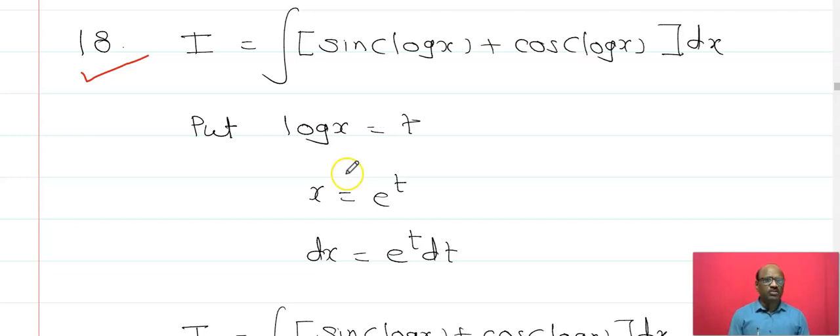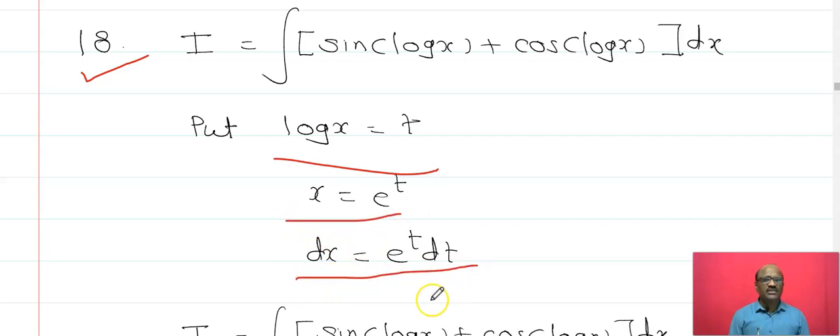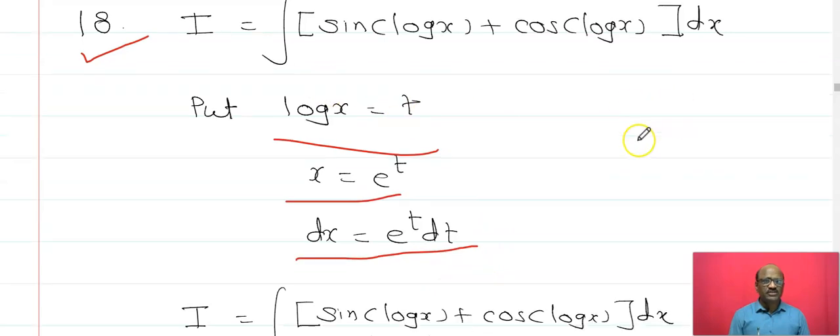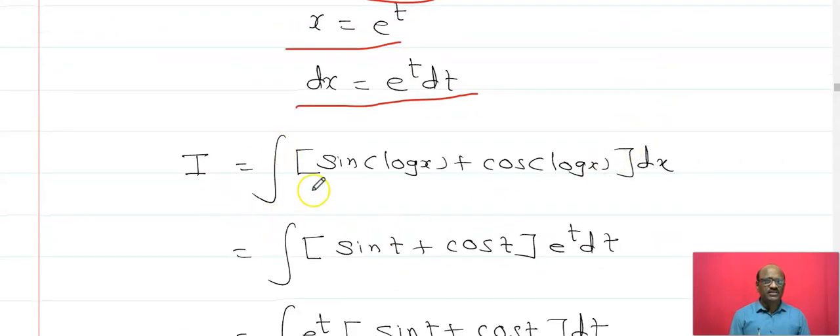Therefore substitute log of x is equal to t. Therefore x is equal to e raised to t. Therefore dx is equal to e raised to t into dt. It's a derivative. Substitute here. What will you get? I is equal to the integral of sine log of x plus cos log of x into dx.